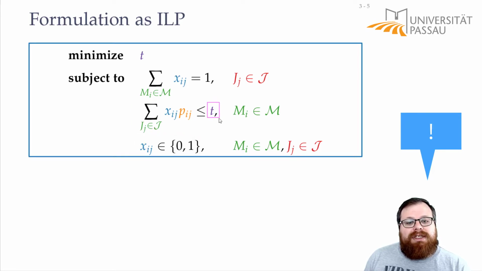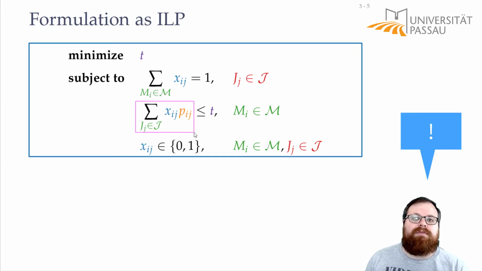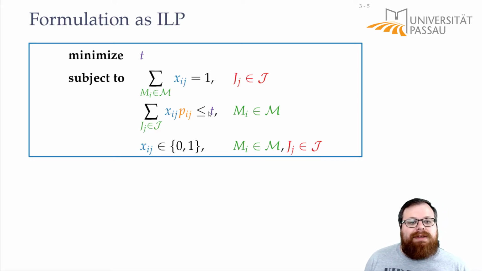And if we make sure that t is at least as large as all of these, so for every machine t is at least as large as however long this machine takes, then t is the makespan because we minimize it. It could theoretically be that t is larger if we have some valid solution, but it cannot be smaller than the processing time of a single machine. And since we want to minimize, it will be as small as possible, so it will be exactly the makespan.